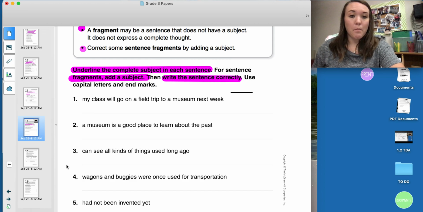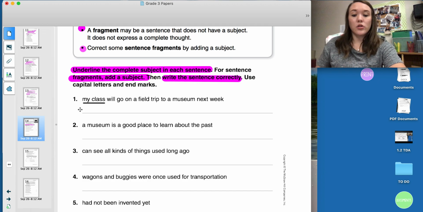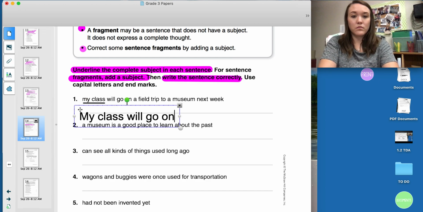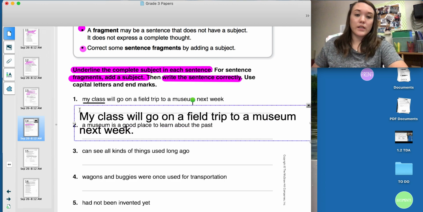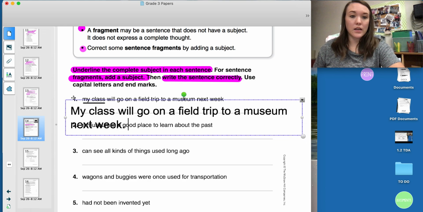Number 1 says, my class will go on a field trip to the museum next week. First, I need to underline the complete subject. Who or what is this sentence about? It's about my class. Now I need to correctly write this sentence with capital letters and end marks. This is a statement, so I need to end my sentence with a period.